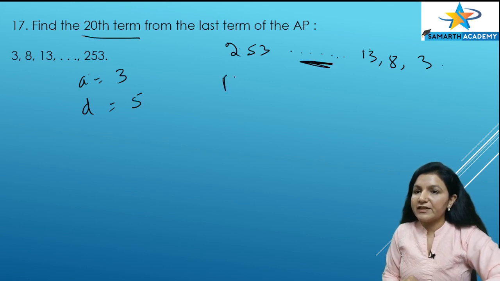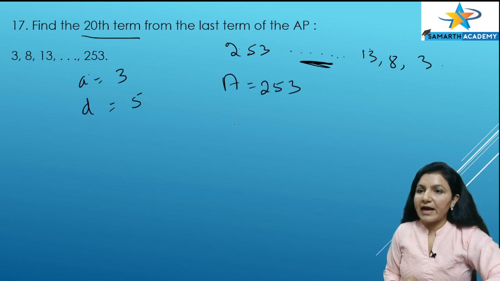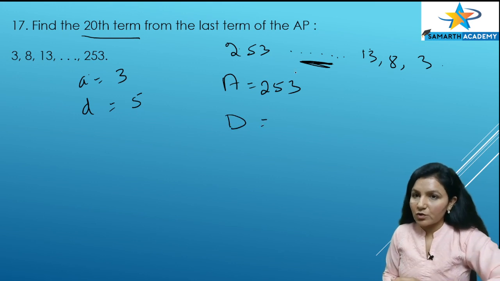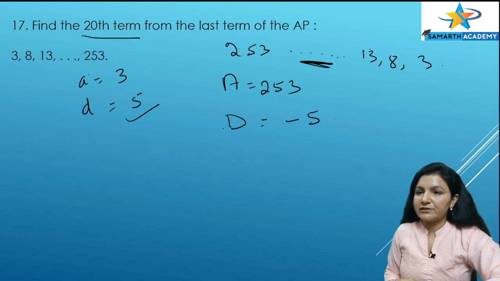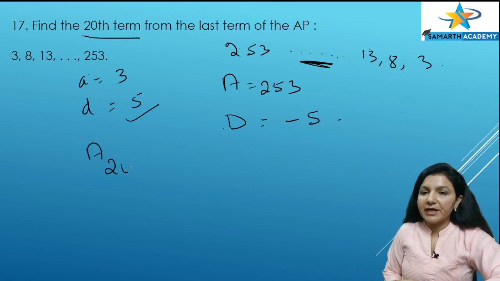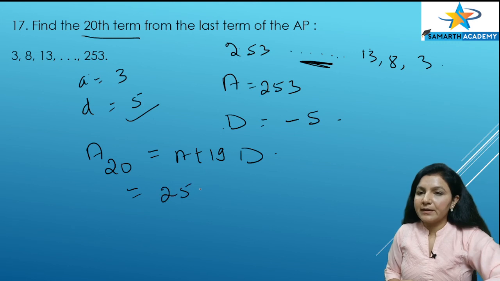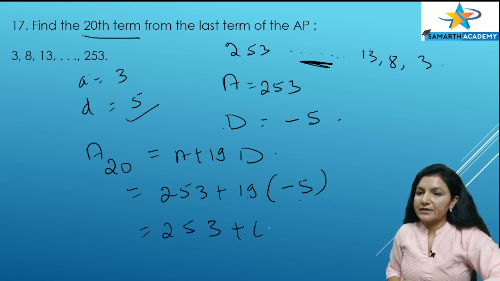So what will we consider? We'll consider the first term as 253 and the common difference, if I take it in the reverse order, since it is 5, the common difference in the reverse order will be minus 5. So he is asking the 20th term, A20 is equal to A plus 19D. That is 253 plus 19 into minus 5. 19 into minus 5 is minus 95. 253 minus 95 is 158, which is the answer.